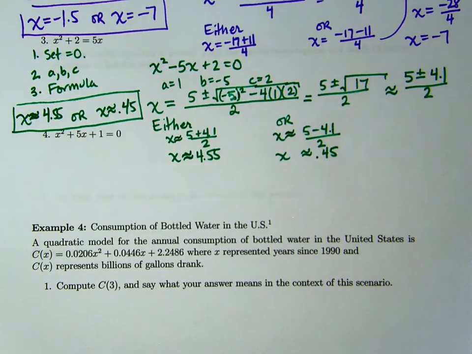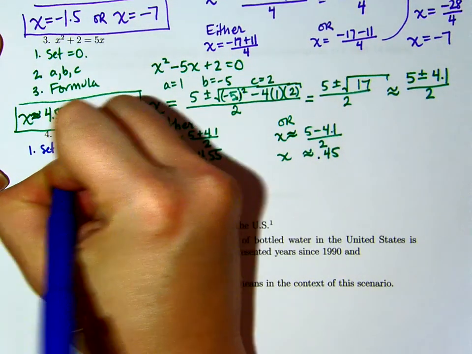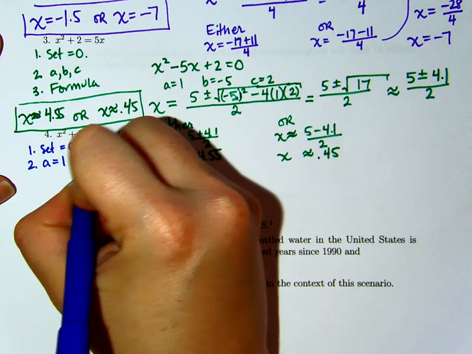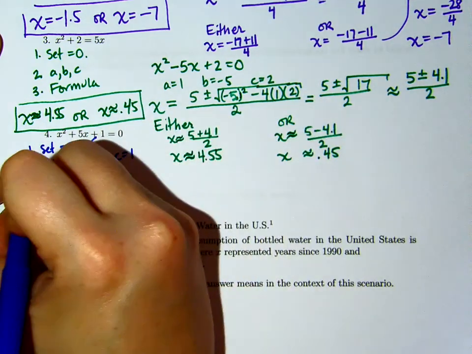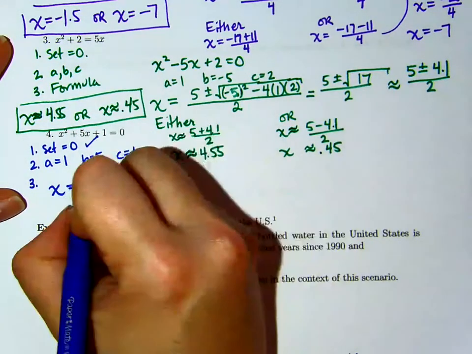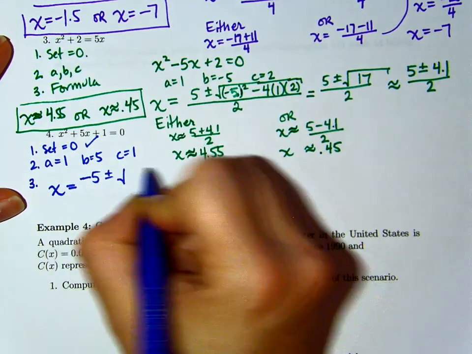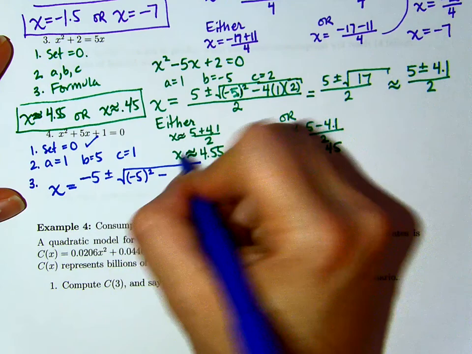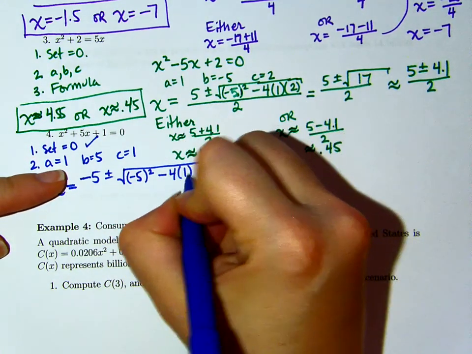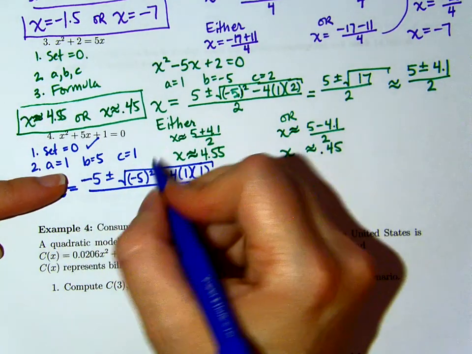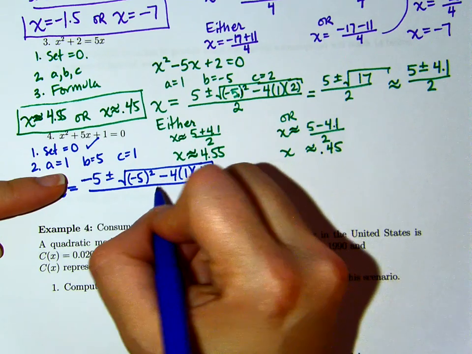Let's try this again. Okay. Step 1. Set equal to 0. Check. Step 2. A is 1. B is 5. C is 1. Step 3. Formula. X is equal to the opposite of b, so negative 5, plus or minus the square root of negative 5 squared minus 4 times 1, because that's a, times c, all over double this a, which is 2.